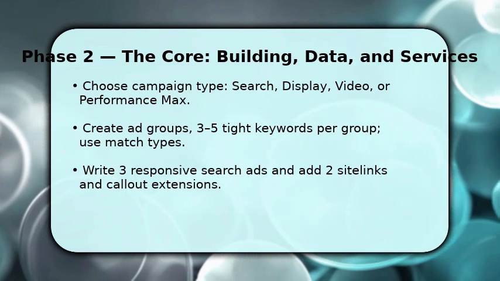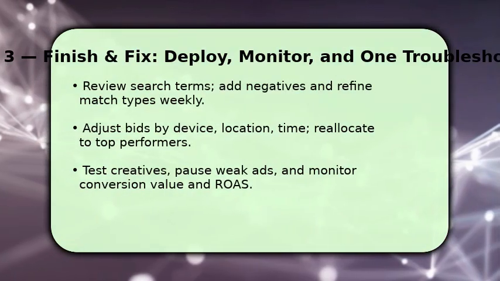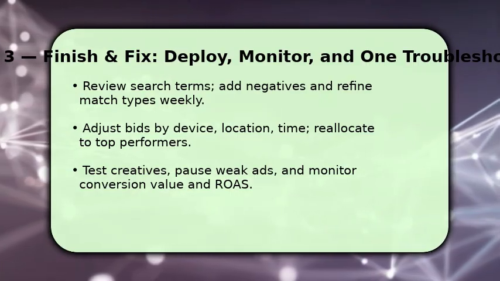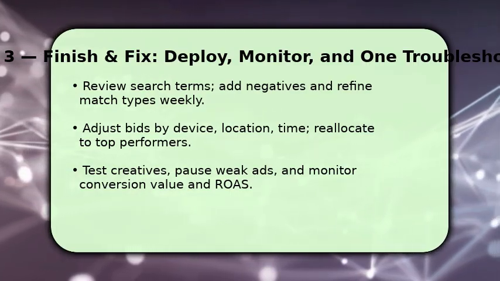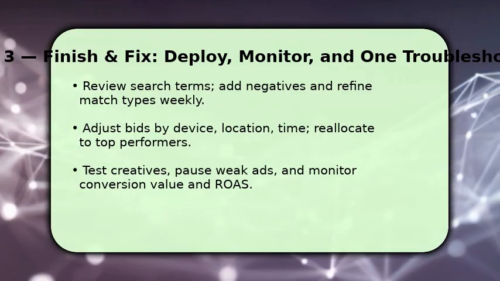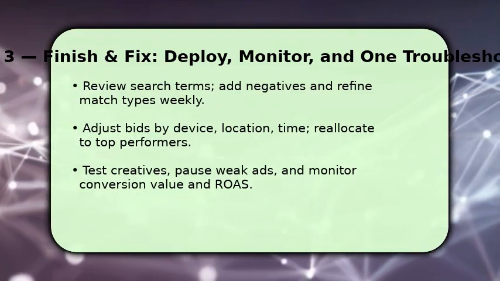Finally, you iterate. Check search terms often, add negatives, and refine bids by device and location to cut waste. Once you see consistent conversions, scale budgets and expand keywords or audiences. Make sure to A/B test new creatives and landing pages.